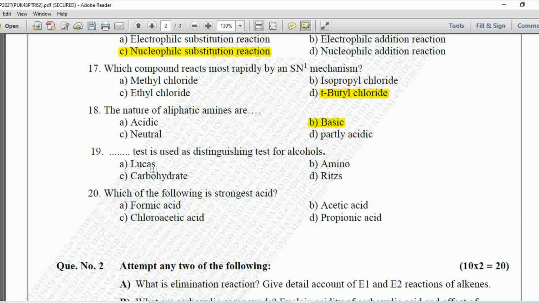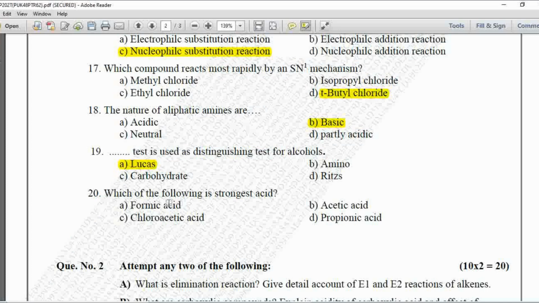Next 19th MCQ. Dash dash test is used as a distinguishing test for alcohols. Option A is Lucas, B is amino, C is carbohydrate, and D is Reed's. So here the test which is used for distinguishing test for alcohols, that is option number 1, that is Lucas.